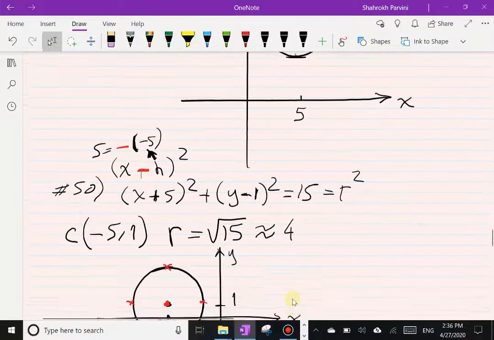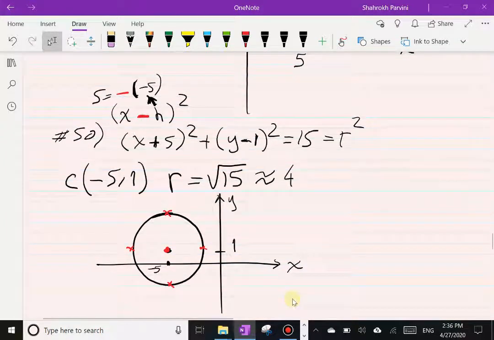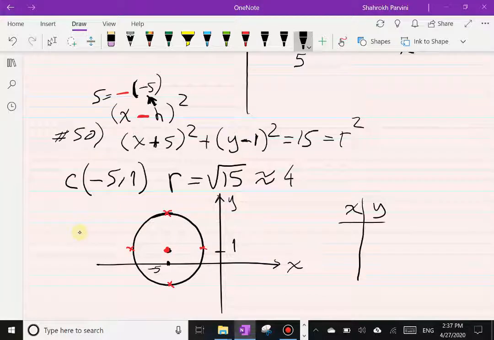So almost 4. Here's how I actually graphed this circle. I started with the center at -5 and 1. Then I went almost 4 units to the right, almost 4 to the left, up and down. Then I drew the circle through those 4 points. Notice again, I'm not plotting points. That's not how we want to do that. Plotting points would be like if I have x, y, you go -2, -1, 0, 1, 2, and so on. We do not want to plot points.